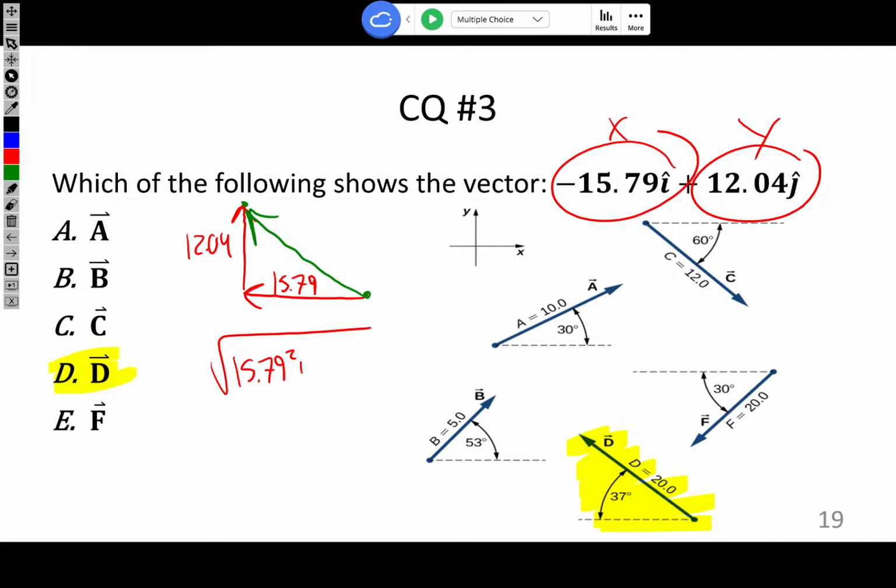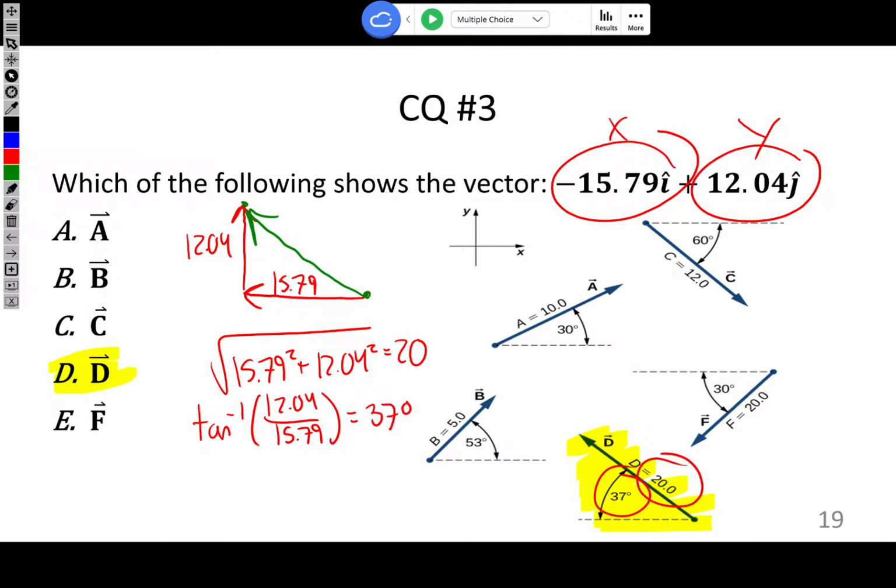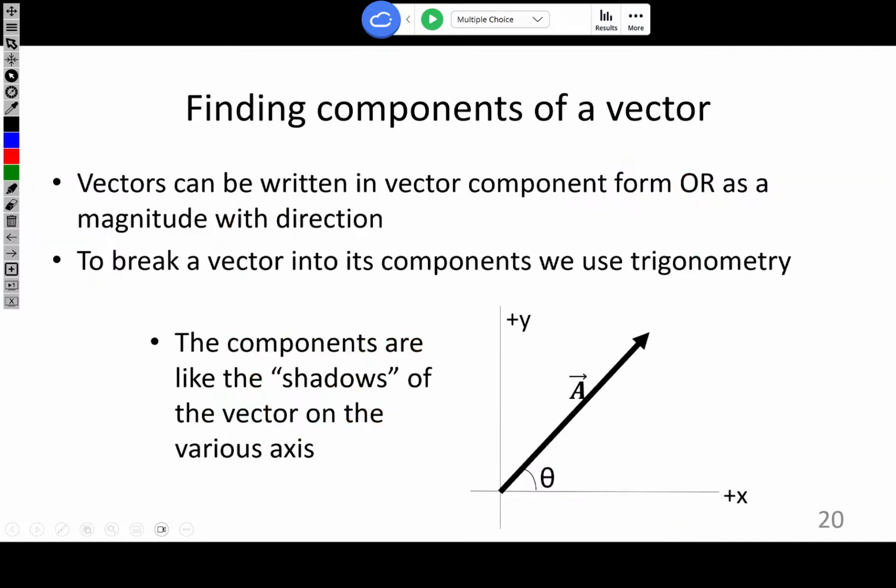squared plus 12.04 squared, you will get 20. You will find that if I do tangent inverse of the y over the x, notice I'm putting positive 15.79 here. There's a reason for that. We'll see as time goes on. You'll get the 37 degrees. Again, I don't have those memorized. I'm literally just saying that's what the numbers are there, so you can check your work. Again, both ways work, mathematically, visually. And so make certain you're proficient at both. They'll both get you the right answer.